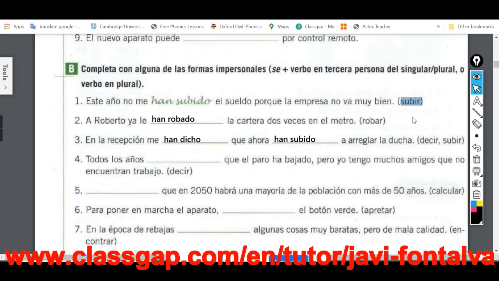I notice that in English, you usually say go up or raise, depending on what you're talking about. In Spanish, everything that goes up is subir, to be up. It could be in a literal sense or in a metaphorical sense. And the opposite is bajar.